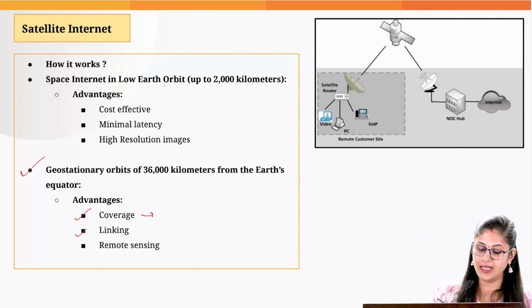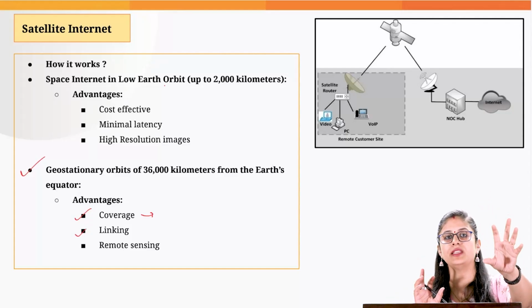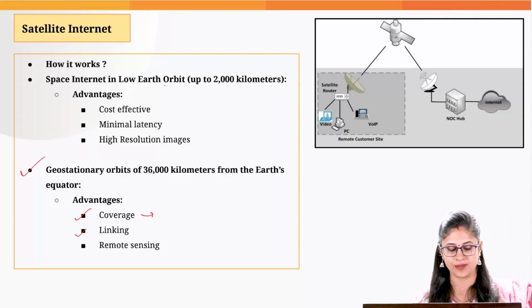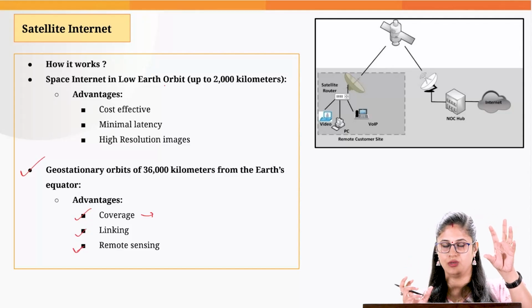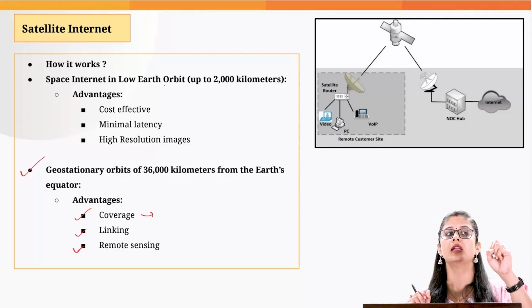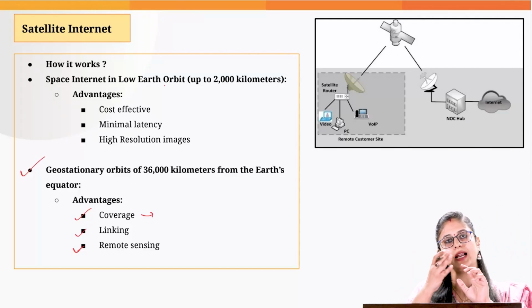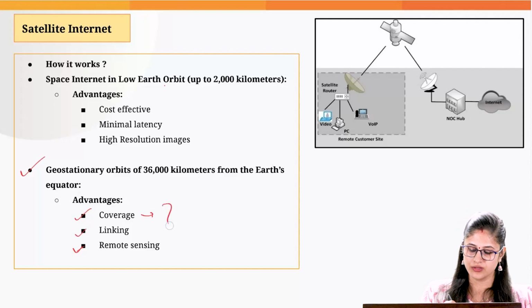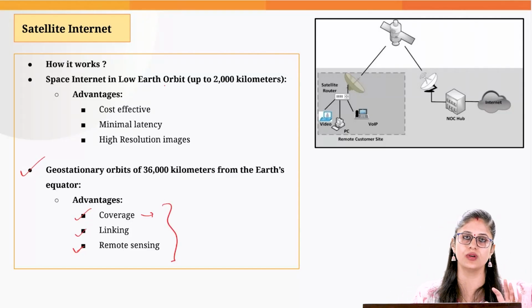Then linking is easier because for the ground observer, it remains stationary and at one position. And since it remains stationary at one position when you look from the perspective of a ground observer, it is used for remote sensing also because it can take the images of the same place at different intervals. Okay, so that is why the satellites which are placed in geostationary orbits are also used for remote sensing.